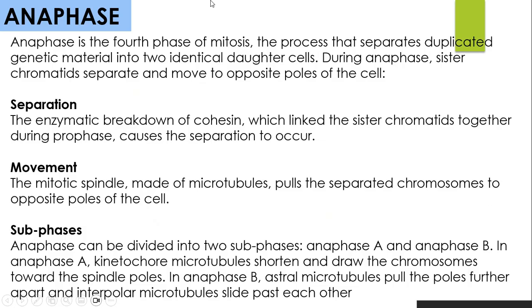Anaphase. Anaphase is the fourth phase of mitosis, the process that separates duplicated genetic material. So now you understand why the checkpoint is in metaphase. Why? Because anaphase is after metaphase, right? And this is where the duplicated genetic material is going to be separated into identical daughter cells. So if they're not perfect, if they're not identical, there's something wrong with it. We can stop it. That's exactly why you have a checkpoint.